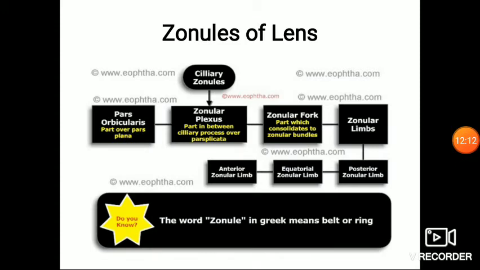The lens is supported in place by the zonules of the lens, also called suspensory ligaments of the lens, which are a group of radially arranged thread-like fibers which help to hold the lens in position. The zonules of Zinn are named after Johann Gottfried Zinn, a German anatomist and botanist.